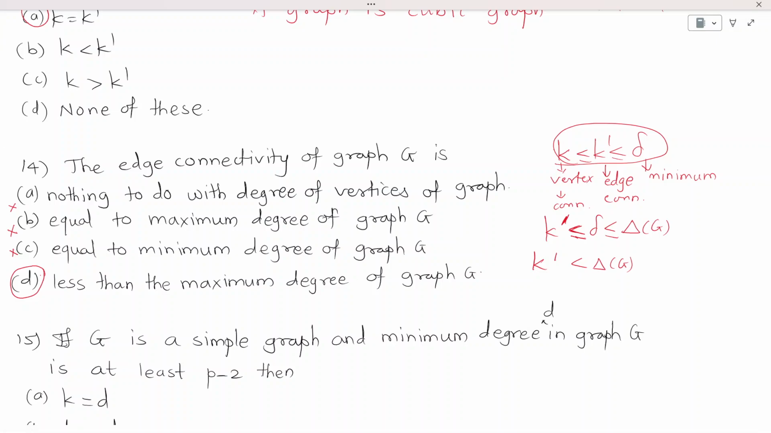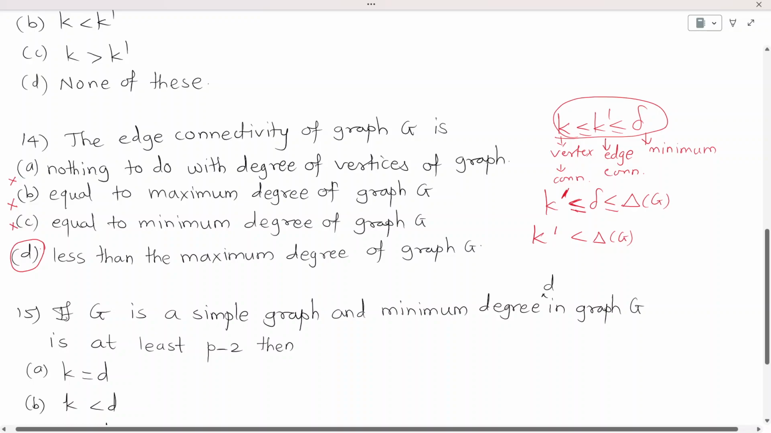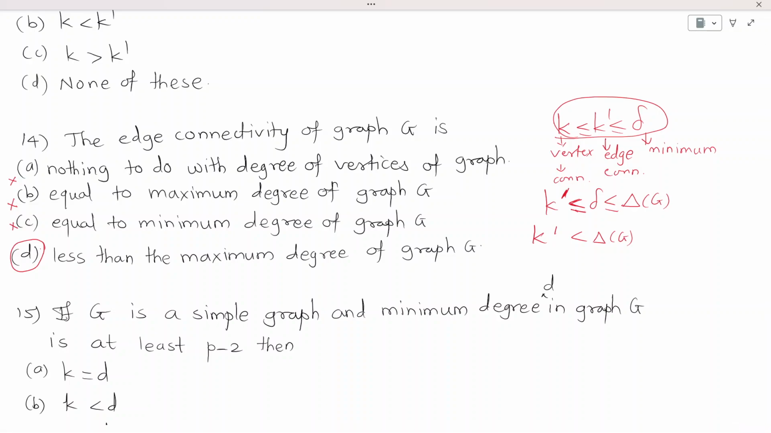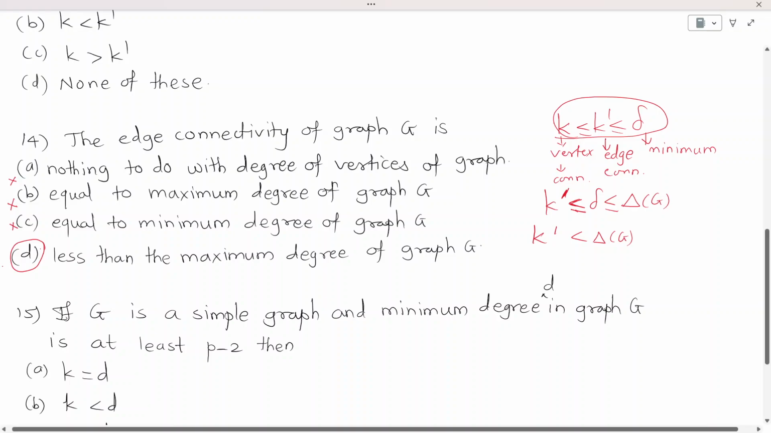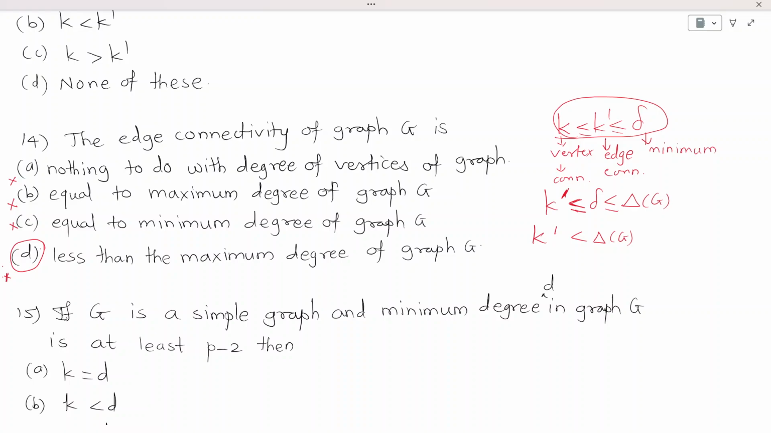Actually, if you observe, then all these options are incorrect. No option is proper in this 14th MCQ. Equal to maximum degree, it is not possible, but sometimes it is possible also. If you consider K3, it has maximum degree 2, minimum degree is also 2, and edge connectivity is also 2. So don't write this MCQ. All options are confusing. So we cannot say option D is also correct.